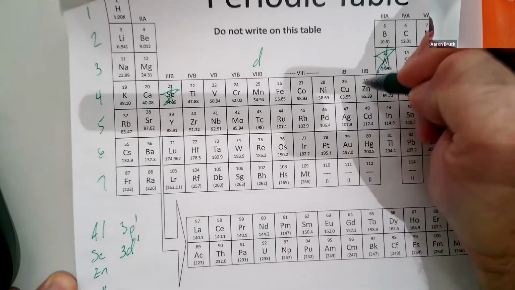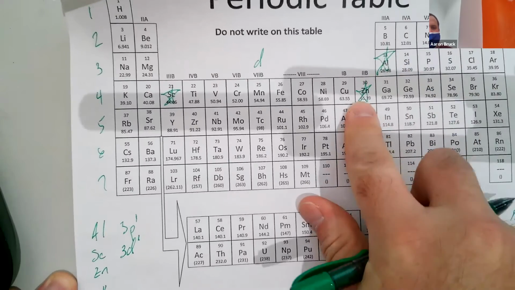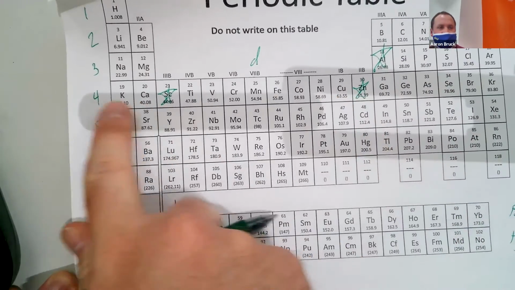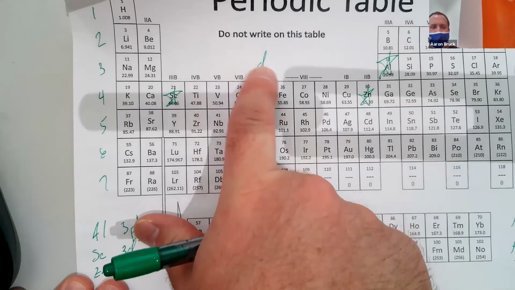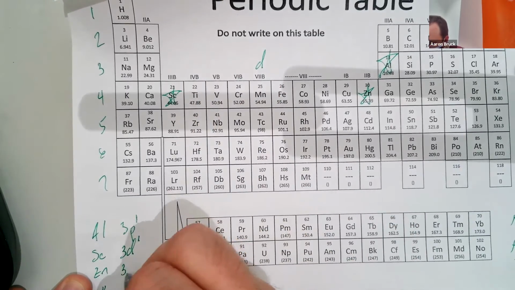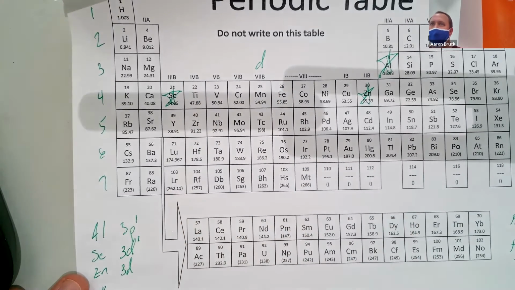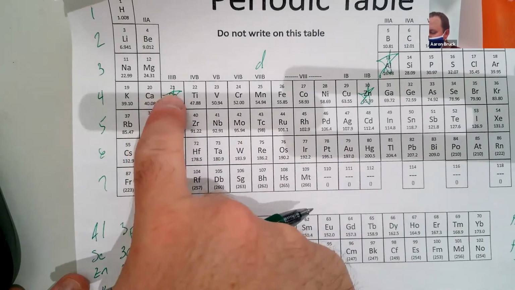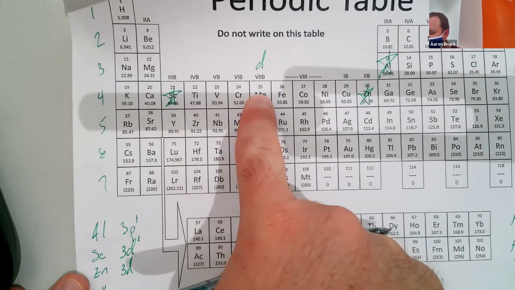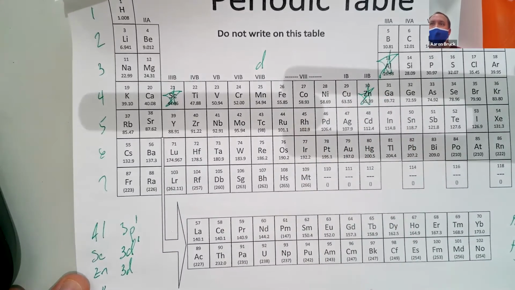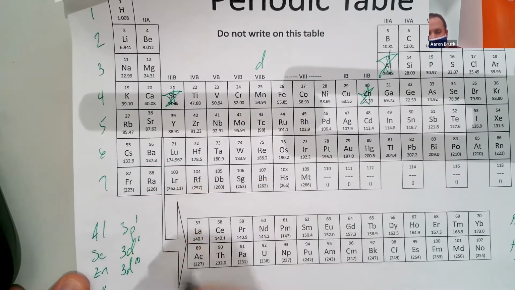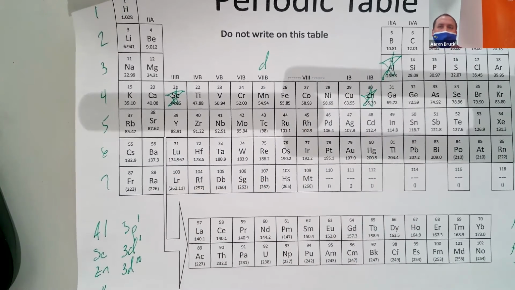The next example, zinc. Zinc is in the same row, same block. So it's 3D also, but its position is different. It's 1, 2, 3, 4, 5, 6, 7, 8, 9, 10. It's the last electron in that block. Its designation would be 3D10.